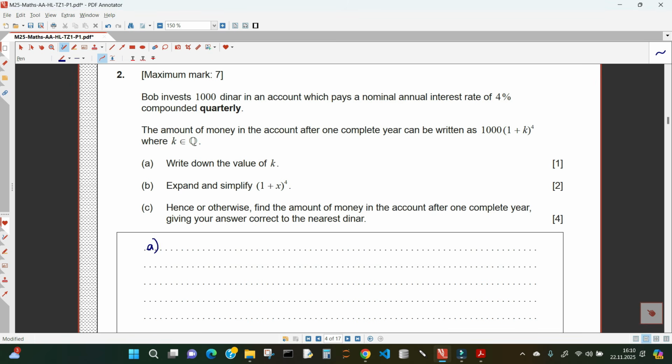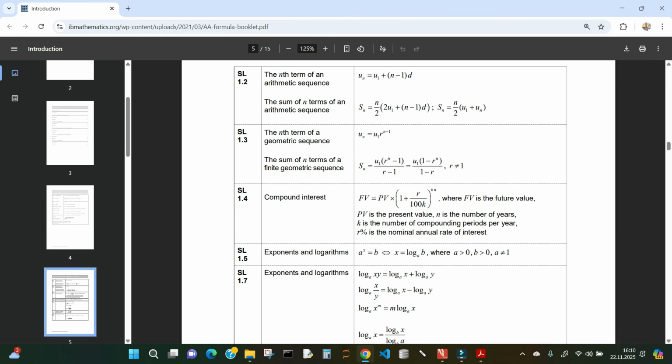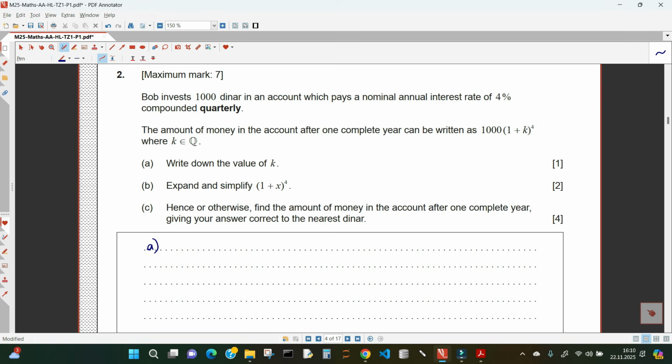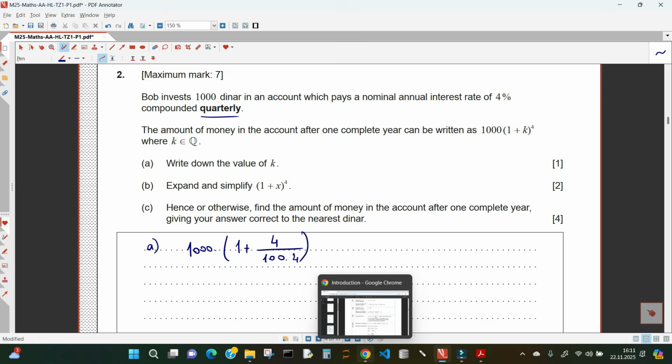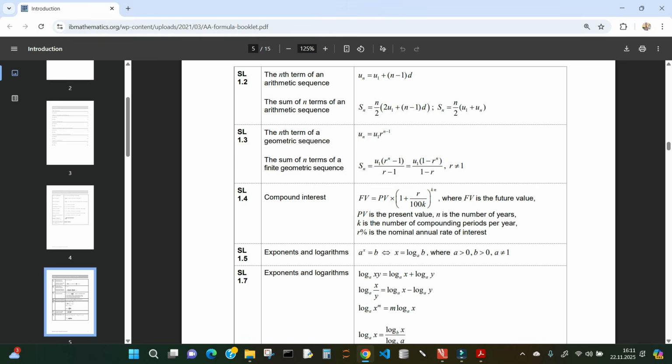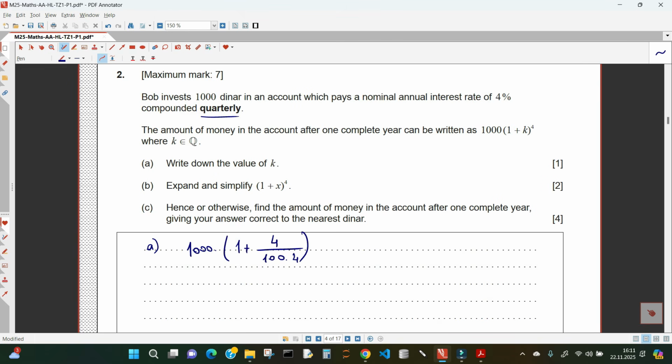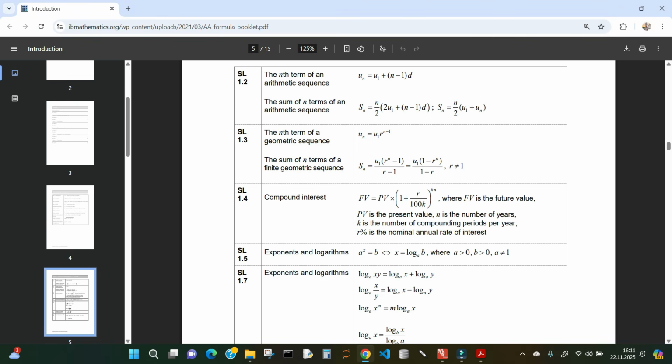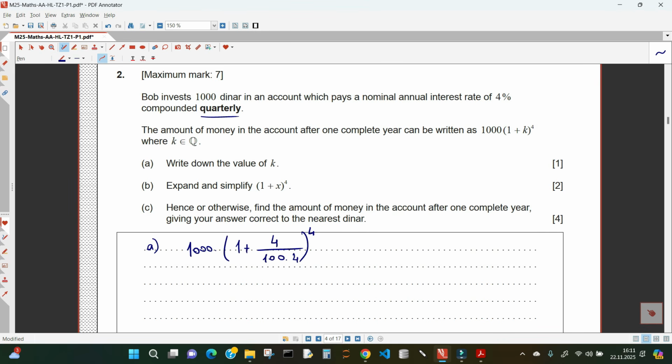So you can also check the formula from the formula booklet. You will see that there is a formula in here. So this is the present value, n is the number of years, k is the number of compounded periods per year, which is at the denominator, and r is the nominal annual rate of interest as a percentage. So I will write it here, and it's going to be 1,000 times 1 plus 4 over 100, which is 4 percent, divided by 4 because we know that this is compounded quarterly. And at the same time, you will also write the power, which is k times n. Here k is the number of compounded periods per year, 4, times 1 year.